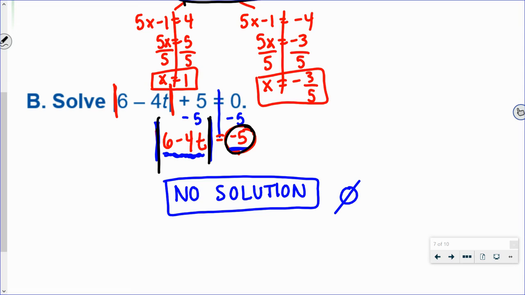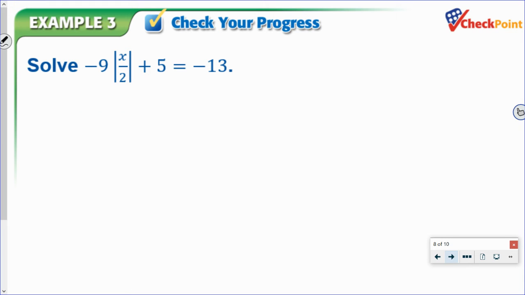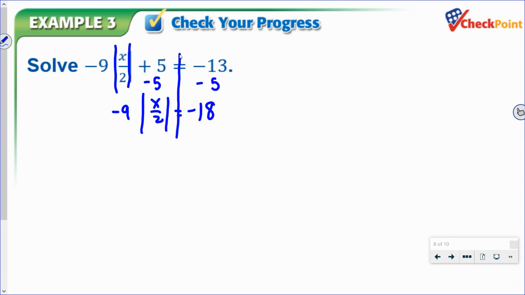All right, we have one more at the bottom of this page, and this is one you're trying on your own. So go ahead, pause the video and try it and check back when you're ready. Okay, folks, my first step is to get these absolute value bars all by themselves on the left-hand side. So I see two layers I can take off. I see that plus 5, so my first step would be minus 5, minus 5. Then I have negative 9 times the absolute value of x over 2 equals negative 18.